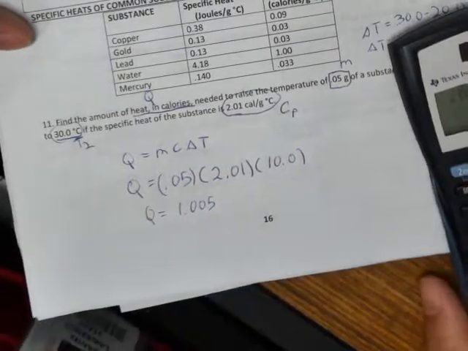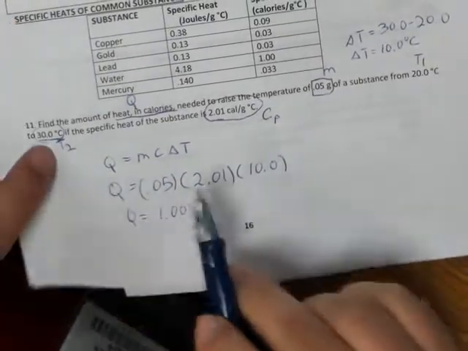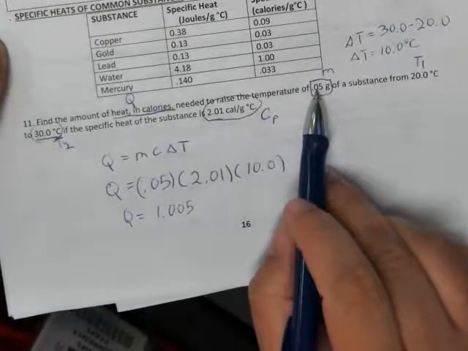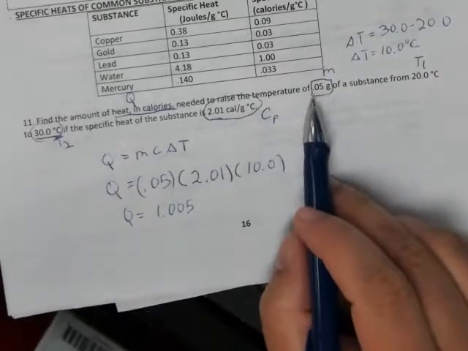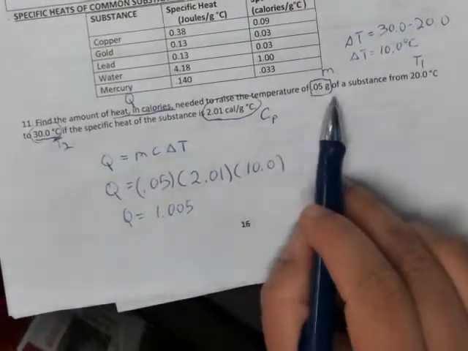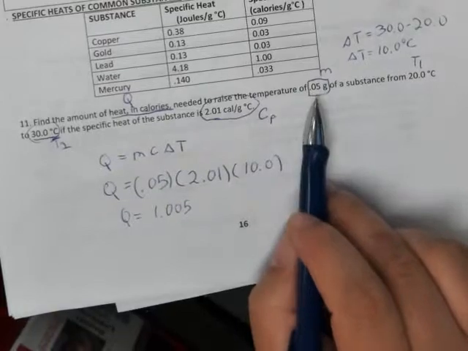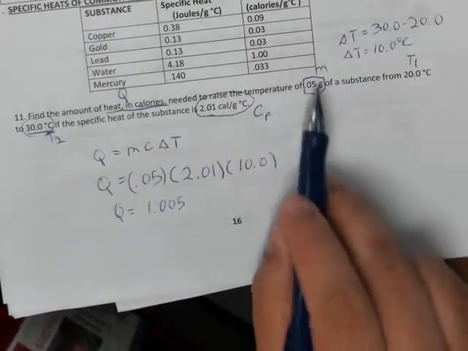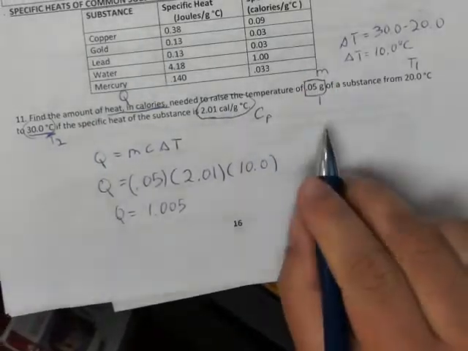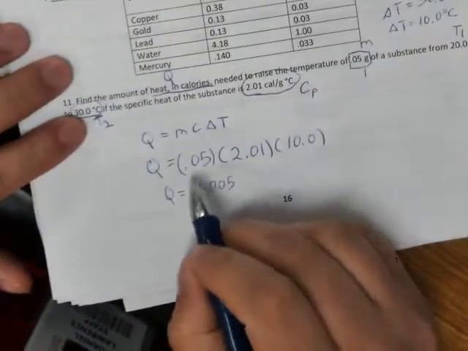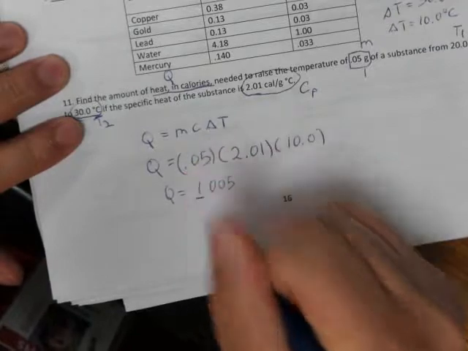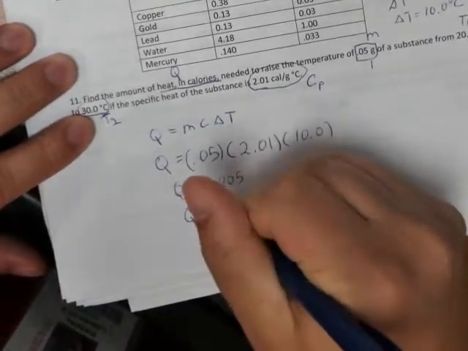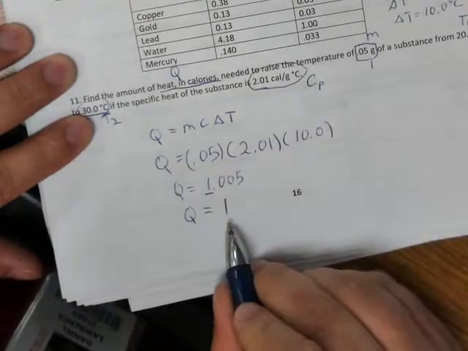How many sig figs should I round this to? Well, when I look back at my givens, the mass only has one significant figure. Remember, leading zeros don't count. So this one has one sig fig, and we always go by the fewest. So this has 3, and this has 3, and this has 3. But since this only had one sig fig, that's what I need to round my answer to, the first significant figure. So that's the whole number. So Q is simply going to round to 1.